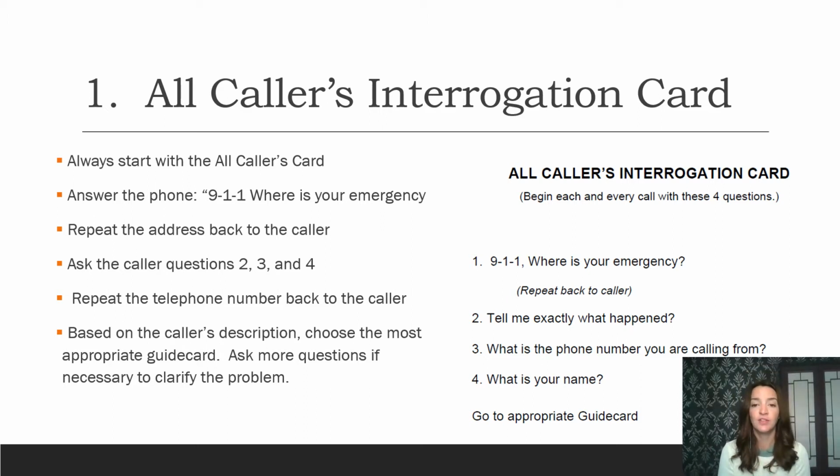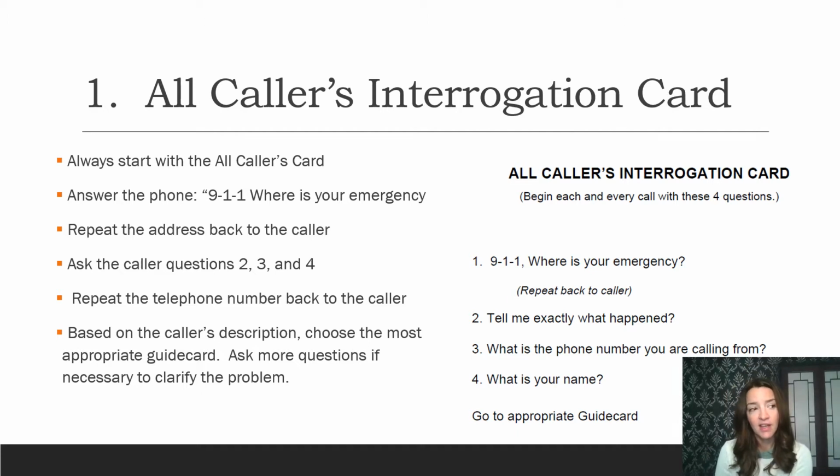Now, if the person just said something really quickly, so let's say you said, 911, where's your emergency? I'm at 123 Main Street. Tell me exactly what happened. My dad's arm is bleeding. Okay, what is the phone number that you're calling from? What is your name? And then I have to go to the card, and his arm's bleeding. So that's a traumatic medical injury.